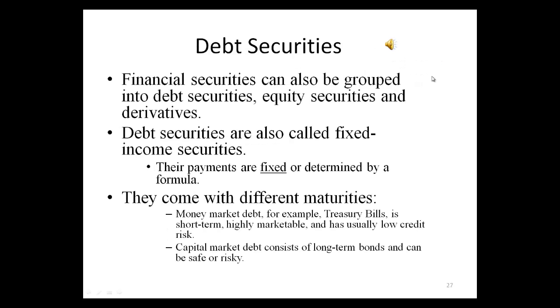Financial securities can also be grouped into debt securities, equity securities, and derivatives. Debt securities are also called fixed income securities. That's because their payments are fixed or determined by a formula. Debt securities usually come with different maturities. We have money market debt. For example, treasury bills are short-term, highly marketable, and have usually very low credit risk. Capital market debt consists of longer-term bonds, and they can be safe or risky.